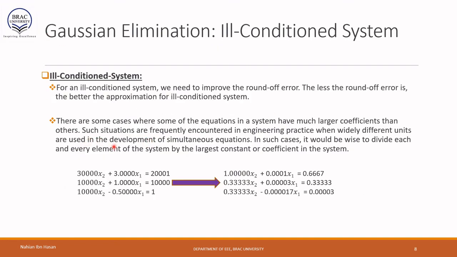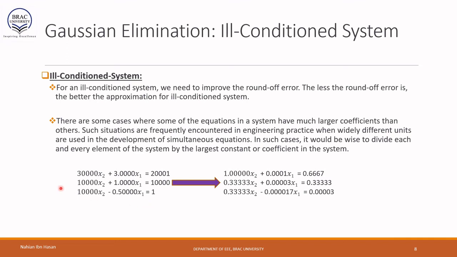Also, there will be some cases in practical scenarios where some of the coefficients are much larger than other coefficients. Look at this. In this system, the largest coefficient is 30,000, and the smallest coefficient is 0.5. So there is a large gap between the numerical range of these two values. As a result, whenever you calculate with the Gaussian elimination method, some of the numerical values will be very large and some will be very small. This is a very problematic scenario.